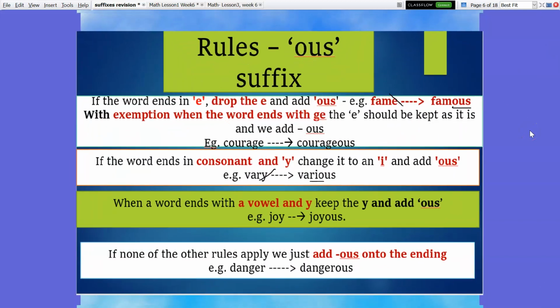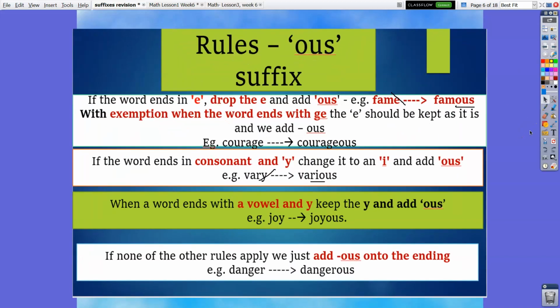Now here are the rules to follow. When you are using the suffix ous, if the word ends in e, you have to drop the e and add ous. For example, the word fame. Drop the e and add ous to make famous. With an exception when the word ends with ge, the e should be kept as it is and add ous. For example, courage. It ends with ge. Add only ous to make courageous.